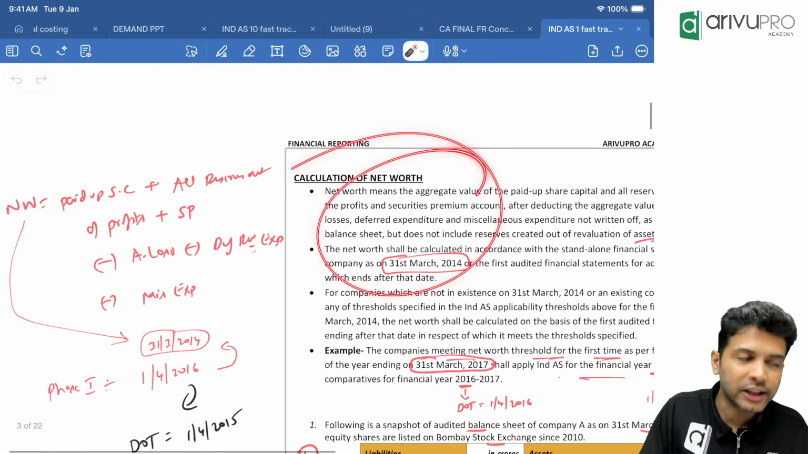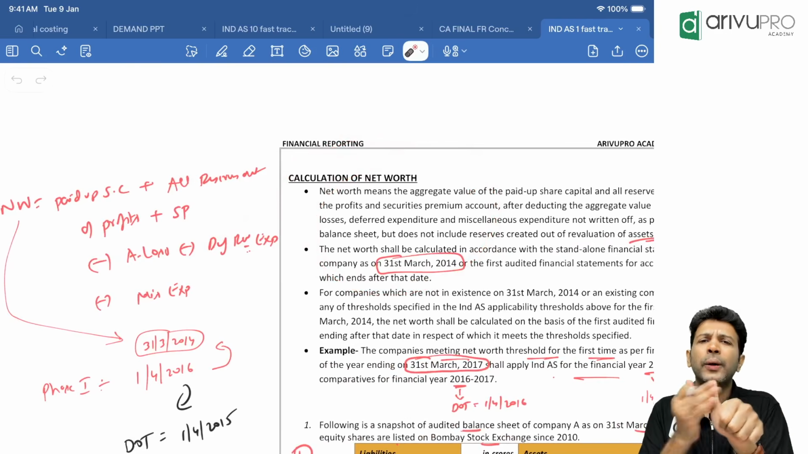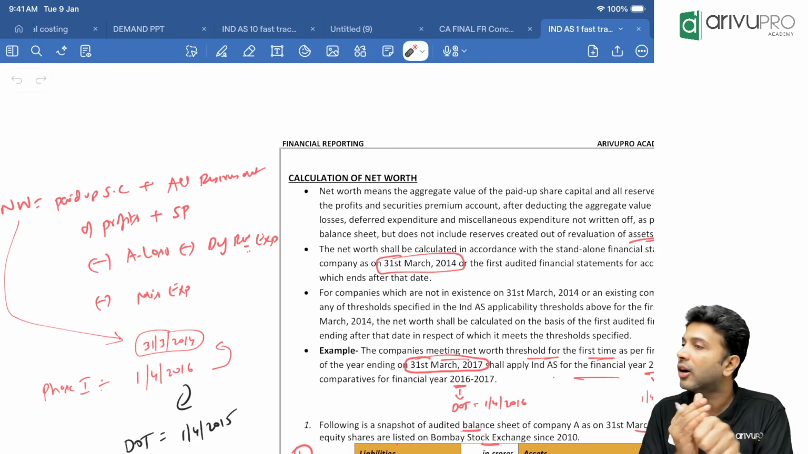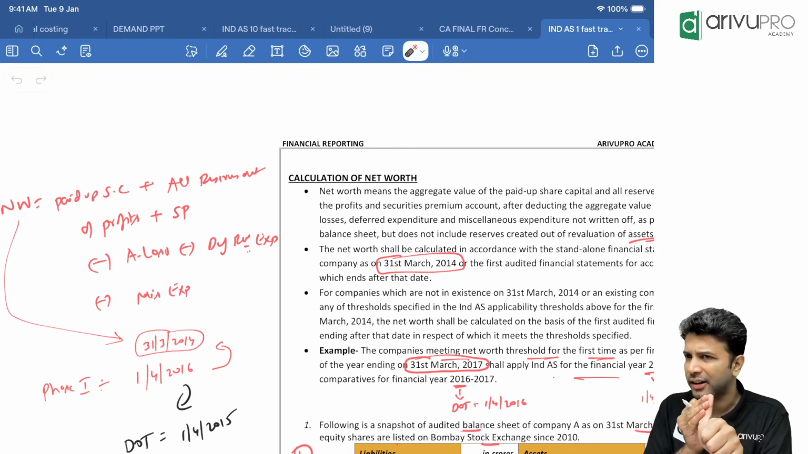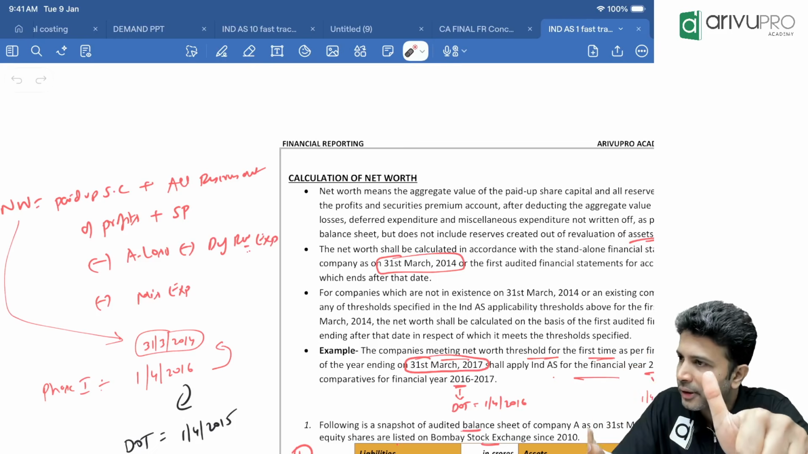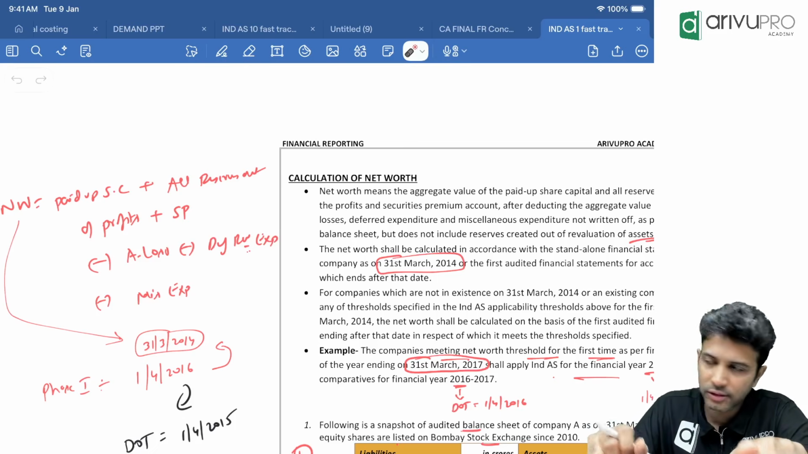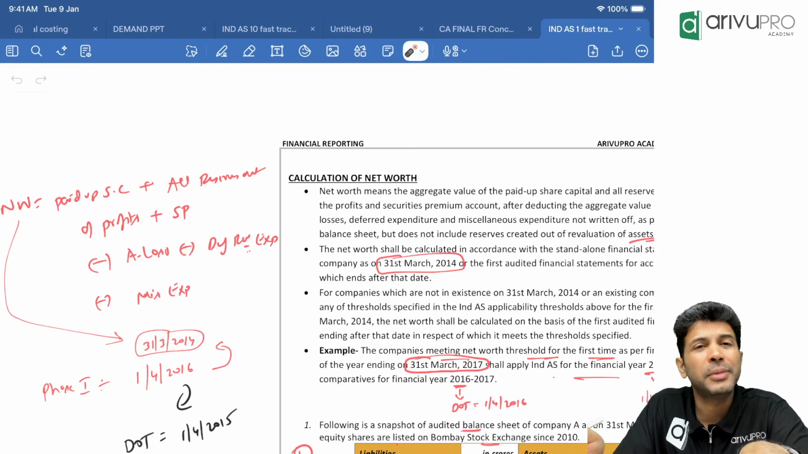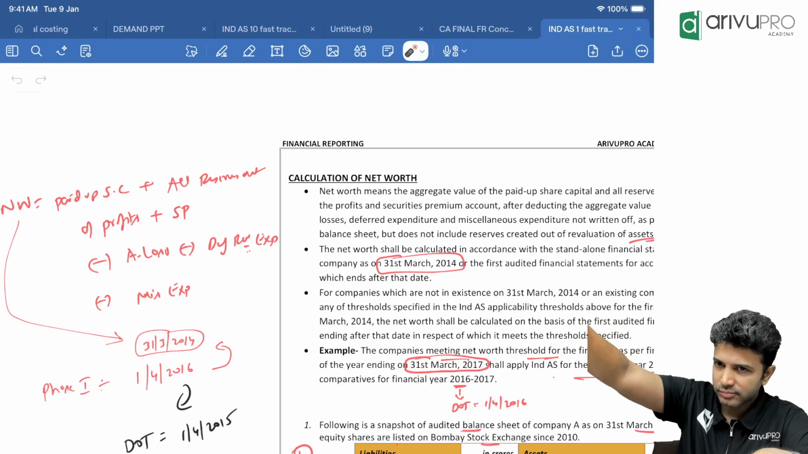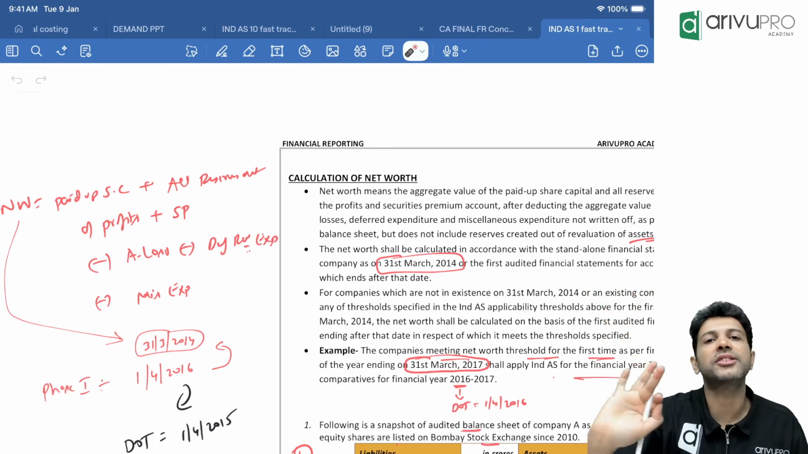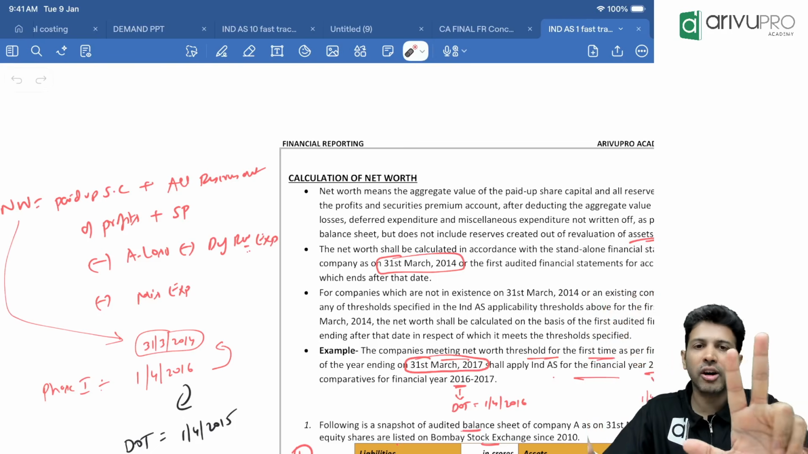Okay, next is net worth. How to calculate net worth? Very simple. Take your paid up equity share capital. Currently you are applying AS only, and in AS we call it share capital. Add all the reserves and surplus which are created out of profits, meaning P&L, general reserve, basically any free reserve. If you have any securities premium, you add.